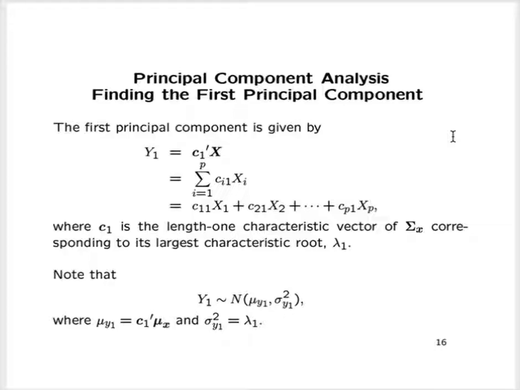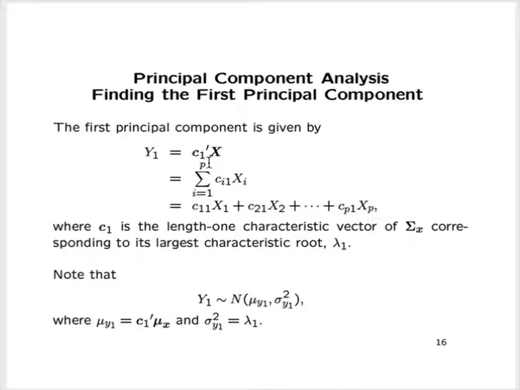This is an applied class, and so we're not going to focus on the derivation. We're going to focus on the result, and then we'll go from there. So the first principal component is given by this linear combination of the original x variables, a linear combination provided by the coefficients in this vector that I'm denoting by C1 as opposed to A1. Okay, and I'll explain that in just a second. But the first principal component is given by this linear combination of the x variables.